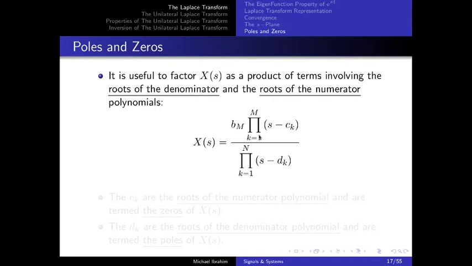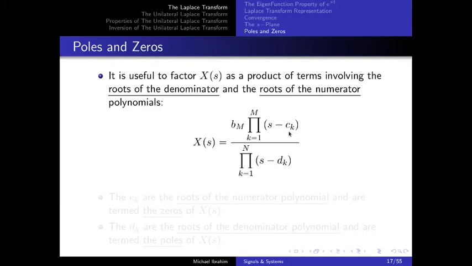We're multiplying these terms together. So basically s minus c1 times s minus c2 times s minus c3 up to s minus cm. Since we had an mth order polynomial in the numerator, a polynomial of order m, we can factorize this into m first order terms of this form, s minus ck. And the polynomial in the denominator was of order n, so we can factorize this into a multiplication of n first order terms of the form s minus dk. So s minus d1 times s minus d2 times s minus d3 up to s minus dn.